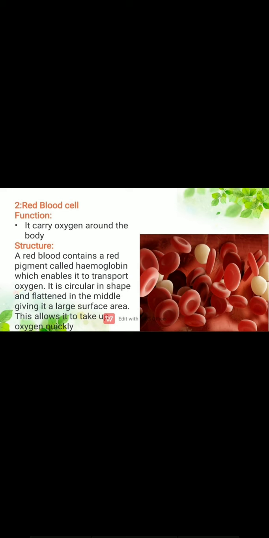It is circular in shape. You can see that in the picture as well, that it is circular in shape and flattened in the mid. It is flattened from the mid just to give it a large surface area, and this will allow it to take oxygen quickly. Red blood cells are there to take the oxygen throughout your body, and when they are carrying the oxygen, their shape should be maintained so that they can absorb as much oxygen as they can. So they are flattened from the mid just to increase the surface area for more absorption of oxygen in it.